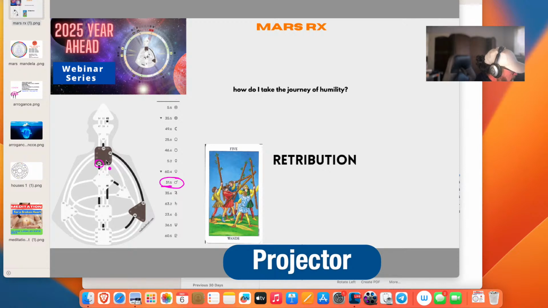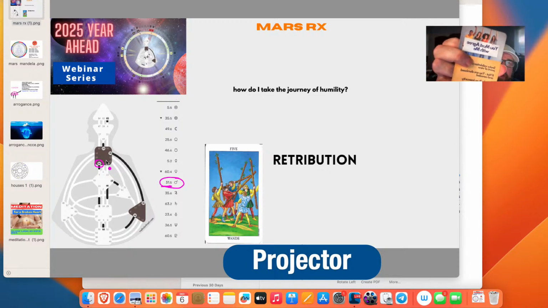Okay, so what do the projectors need to know? Tell me what the projectors need to know. Oh, interesting. And then what's the guidance for the projectors? Okay. So the ego card for the projectors for this Mars retrograde transit is you must agree with me. And then the guidance is the 3 of Pentacles.